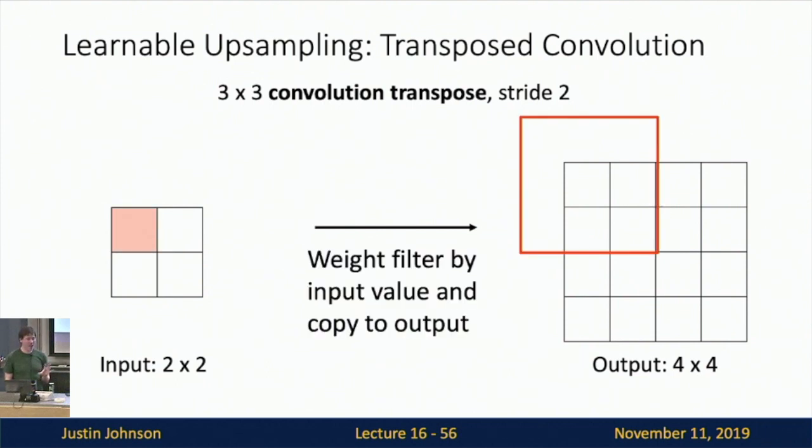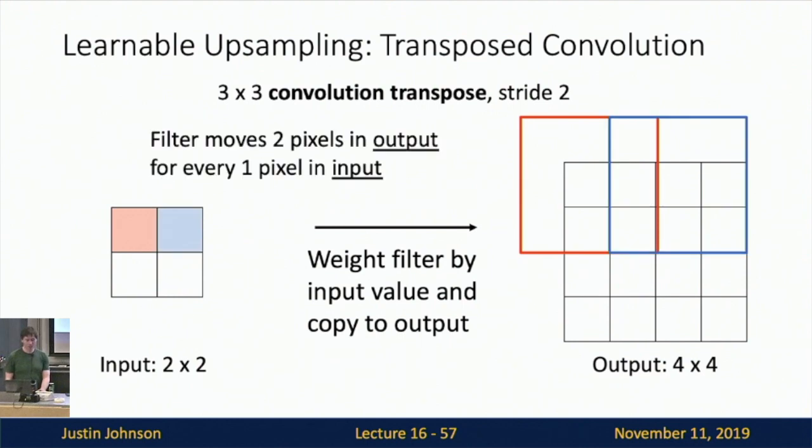Here, the way that the input interacts with the filter is a little bit different. We take our 3 by 3 filter and multiply it by the input element in the input tensor. That's a scalar-tensor product between the scalar value in the input and the filter values that we place in the output. Then we copy this weighted version of the filter into that position in the output. And then we move two positions in the output as we move 1 position in the input.